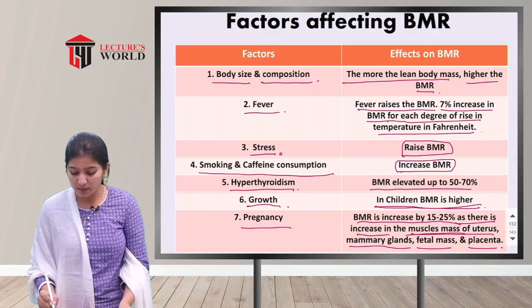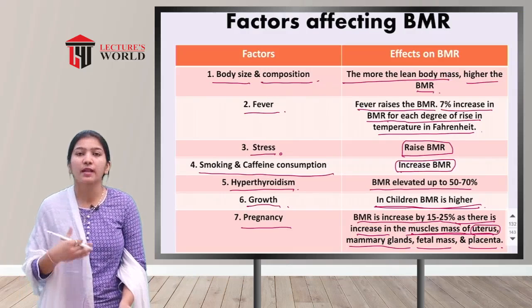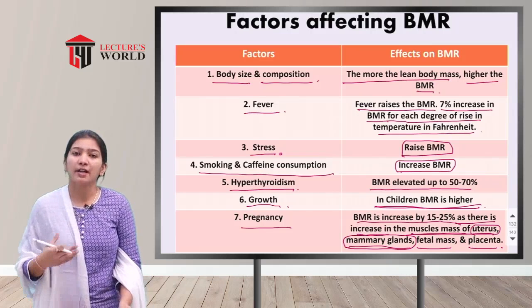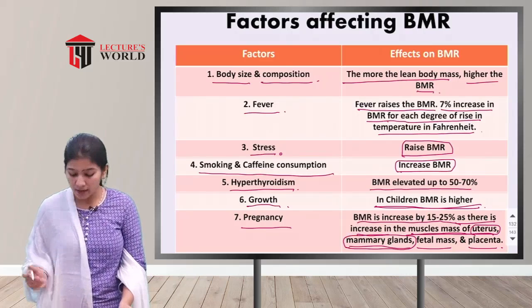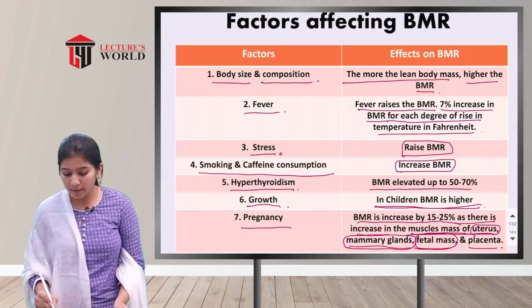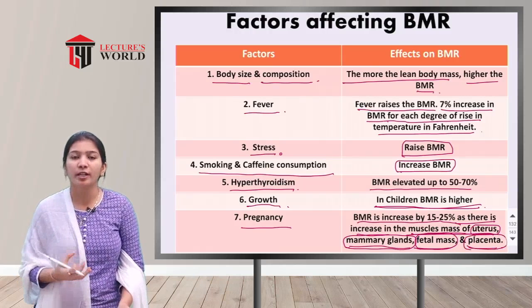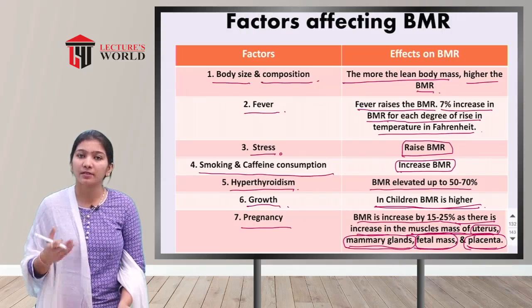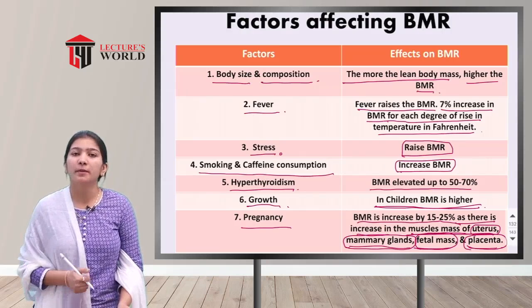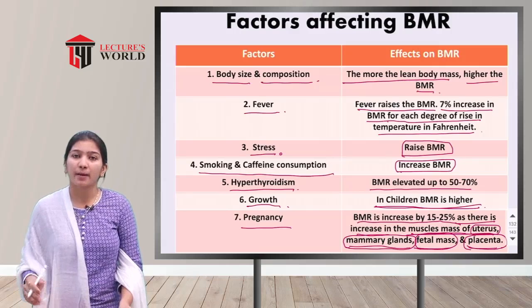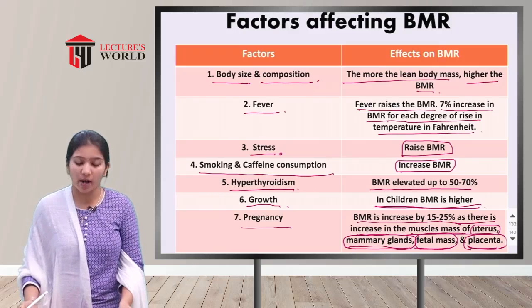Because of increased muscle mass of the uterus, the size of the uterus is expanding. There will be enlargement of the mammary glands in the breast, and there is a fetal mass, that means in the mother's womb there is development of the fetus, the baby is developing, and the placenta, because the baby receives nutrients from the placenta. Because all these things are developing inside the woman, during pregnancy the mother requires extra calories, extra metabolism rate, which is up to 15 to 25%.